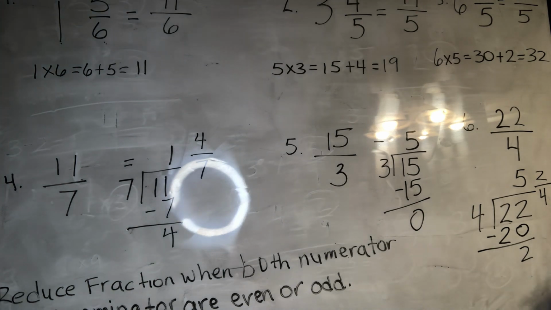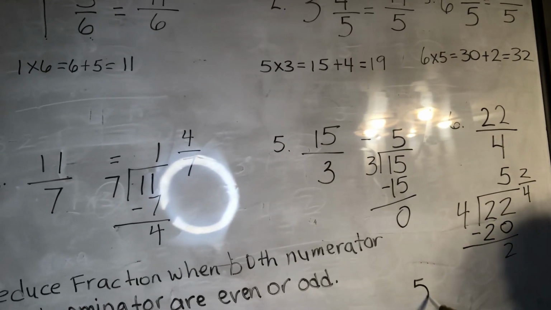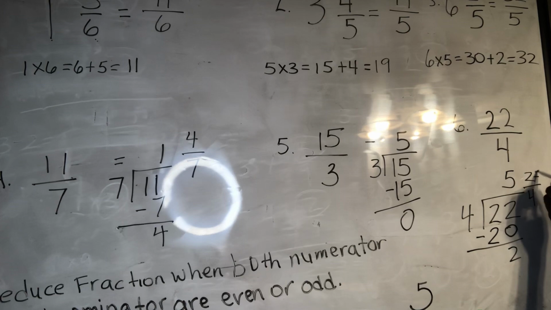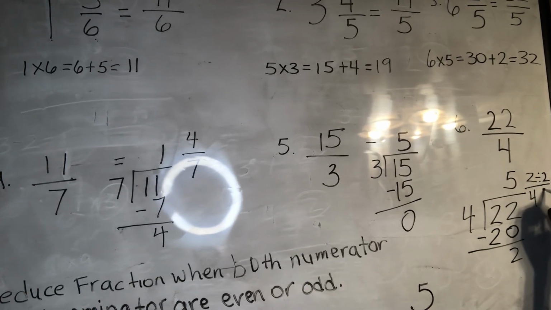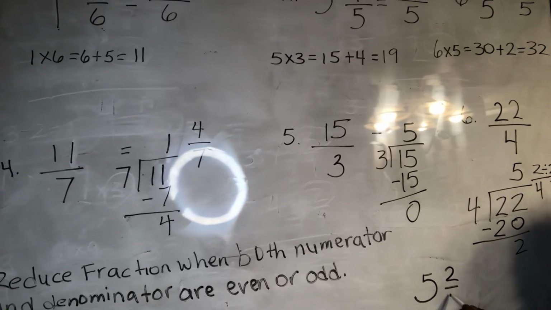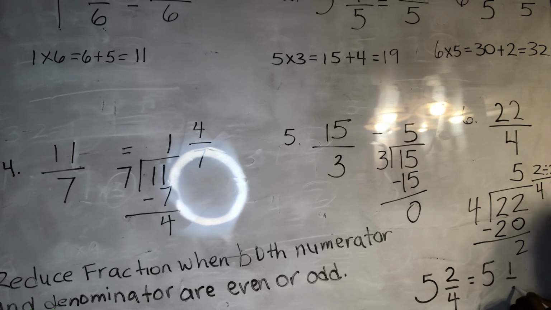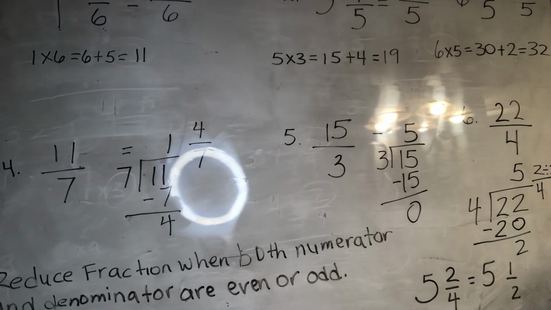So, therefore, our answer is going to be 5. We're going to divide this 2 over 2. And then we're going to have 5 and 2 over 4 equals 5 and 1 over 2. And that is the answer to 22 over 4. To be equivalent as a mixed number, this would be it.